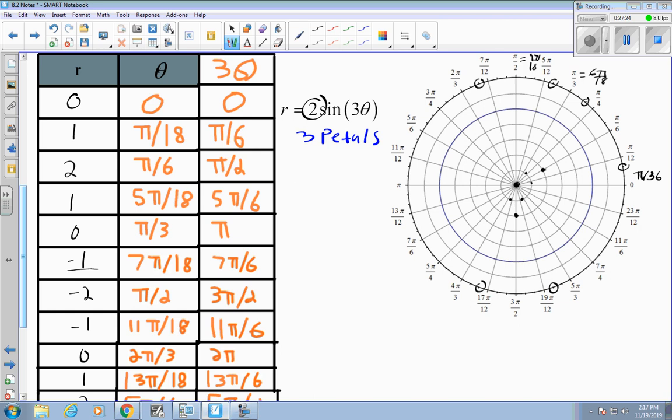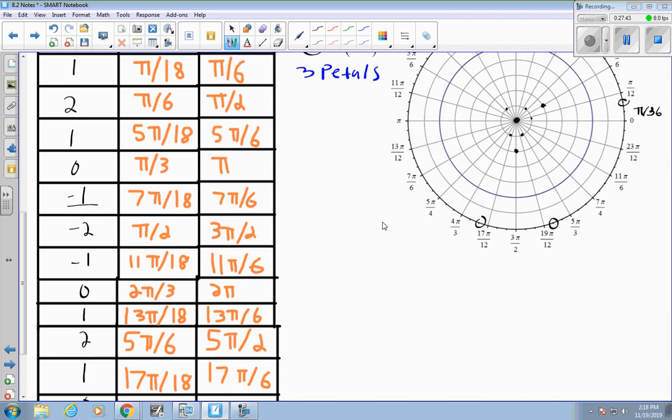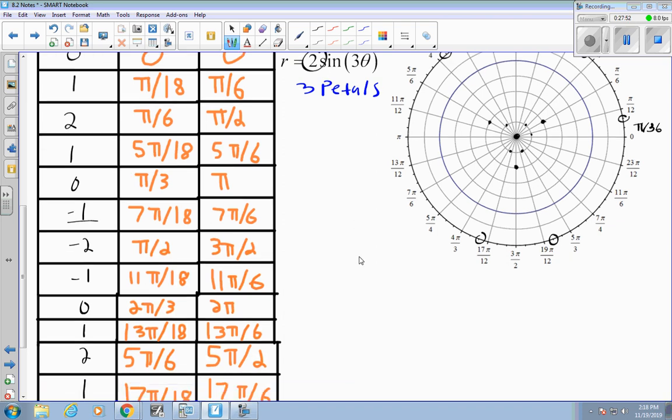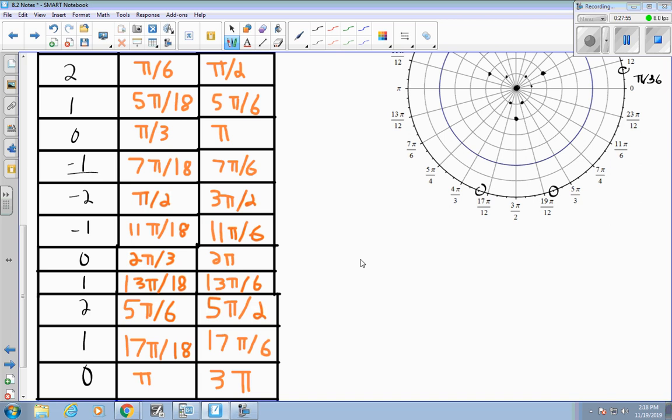Pi over 2, I already had that. 2 pi over 3, I'm back to the pole, already have that. 13 pi over 18 is 1 pi over 18 past 2 pi over 3, which would be right there, radius of 1. Can't see my table anymore. 5 pi over 6 is 2. 17 pi over 18 would be 2 tick marks above pi, which would be right here. That has a radius of 1. And at pi, I'm at the pole.